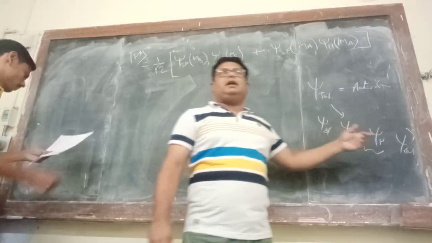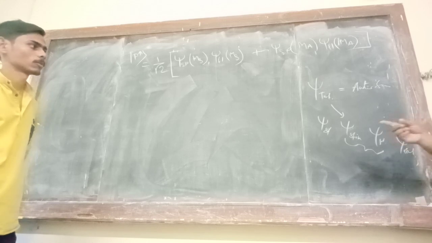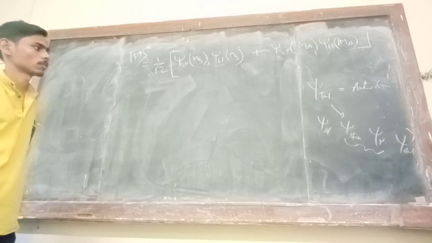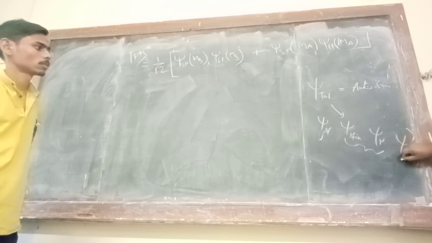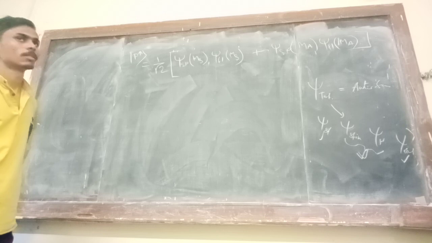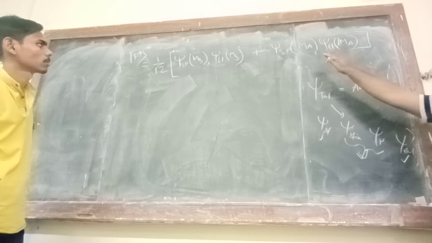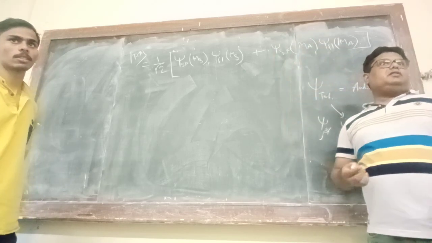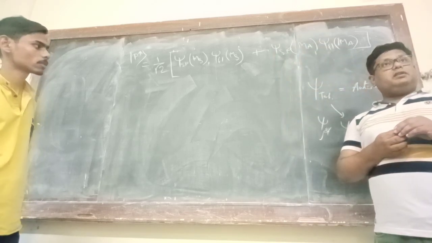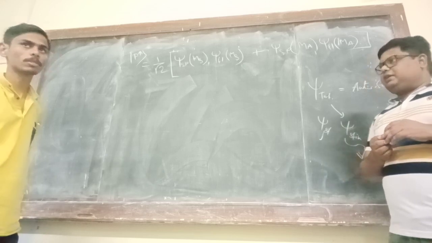What about the space and color component? Are they symmetric or antisymmetric? Space is symmetric. What about the color? And the combination that you have written over here, is it symmetric or antisymmetric? Color is antisymmetric. Right.